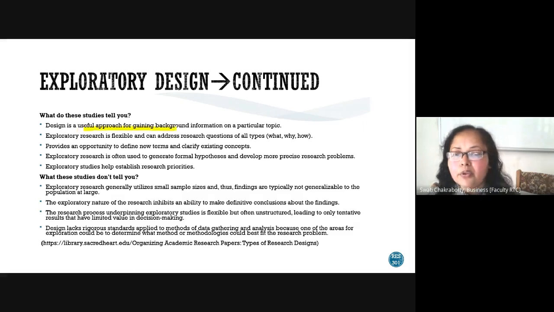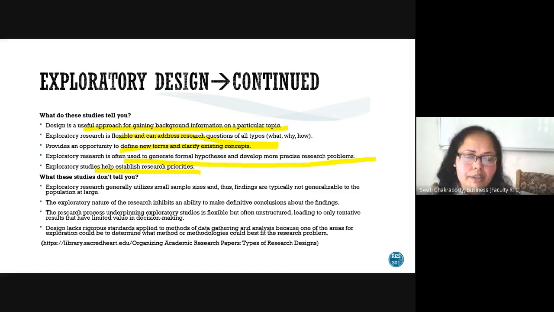What do these studies tell us? It's a useful approach for gaining background information about a particular topic. It is flexible and can address research questions of all types. It provides an opportunity to define new terms and clarify some concepts, and also clarify some existing concepts. It's used to generate hypotheses and develop more precise research problems. It helps to establish research priorities.